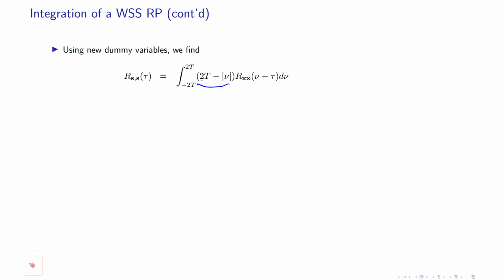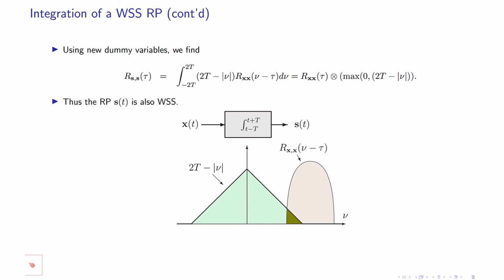So the integral will be simplified, and you can easily show that this is a convolution. What happens is that if you give this random process to this integrator, the autocorrelation function of the output is equal to the convolution of Rxx, the autocorrelation function of the input, with this rectangular pulse, which has a width of 2T, from minus T to T.